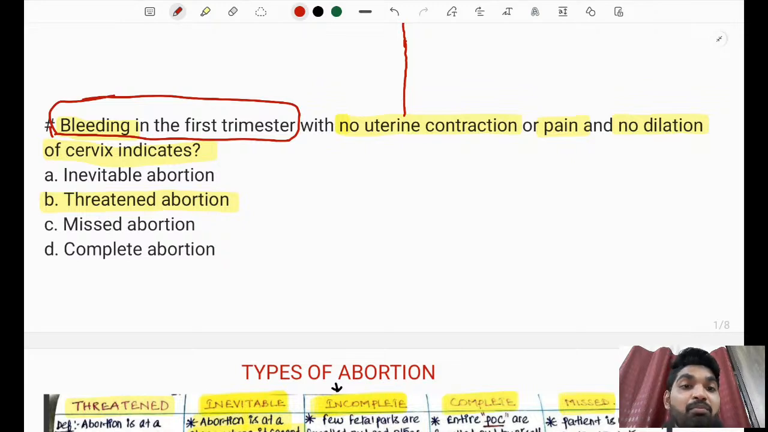Yes. Before the antepartum, ante, what is it? Partum is labor. Antepartum, just before the labor. If you see bleeding, okay, then you will think of placenta previa or abruptio placenta. But here, I am telling you, first trimester bleeding. Okay. Yes. First trimester bleeding.